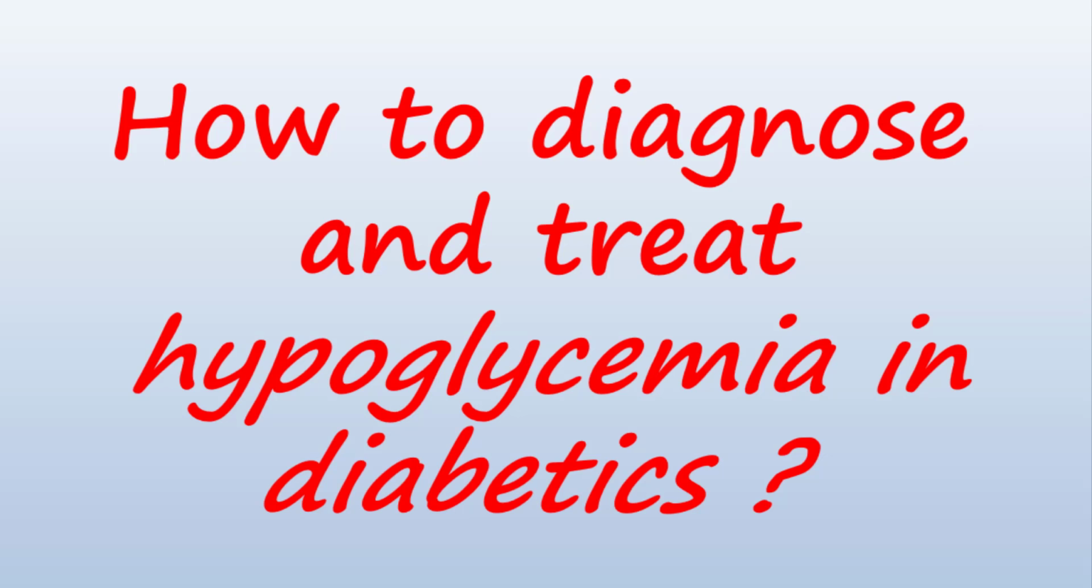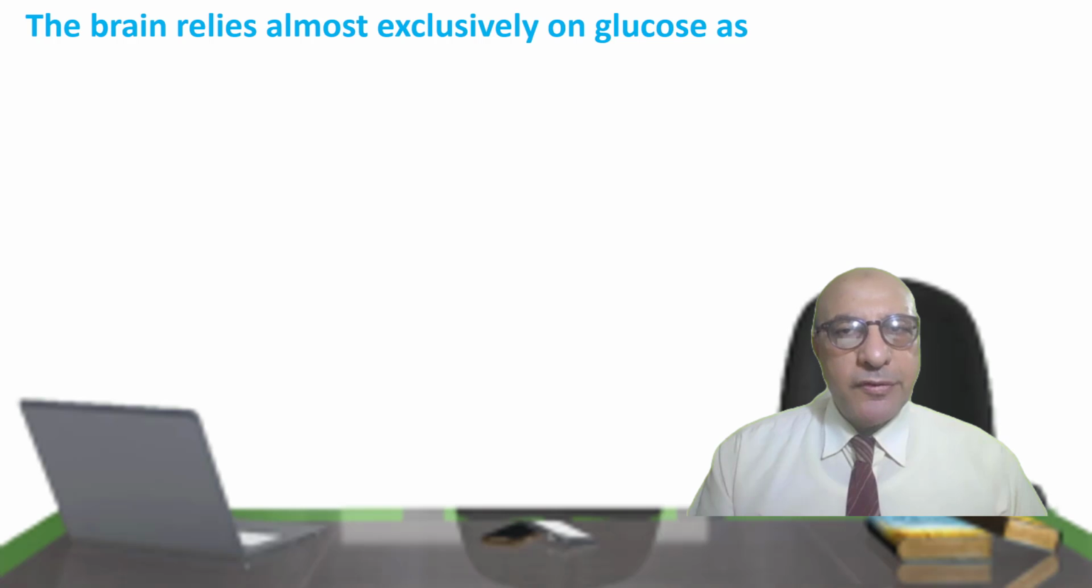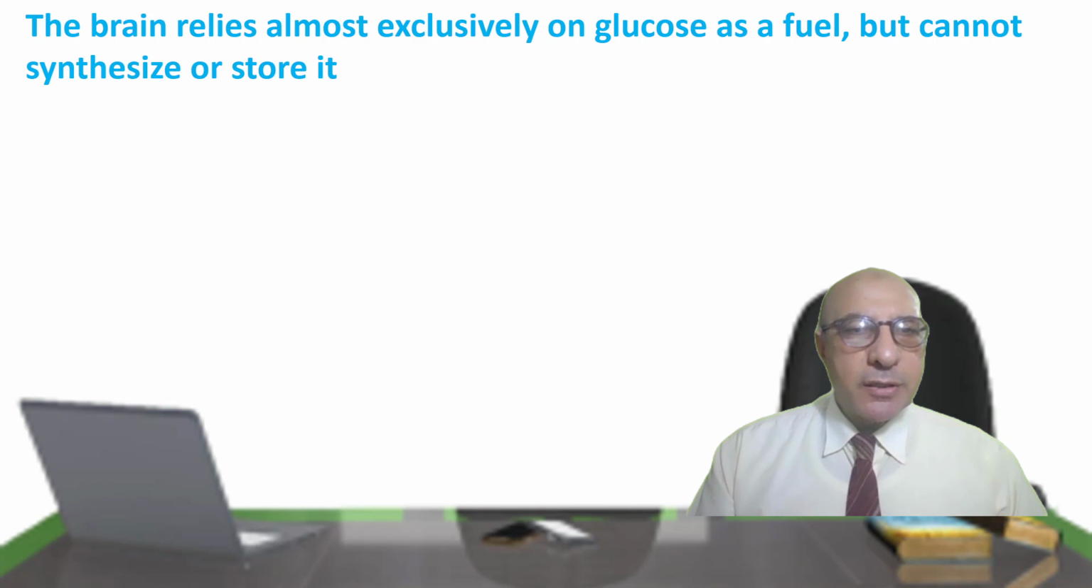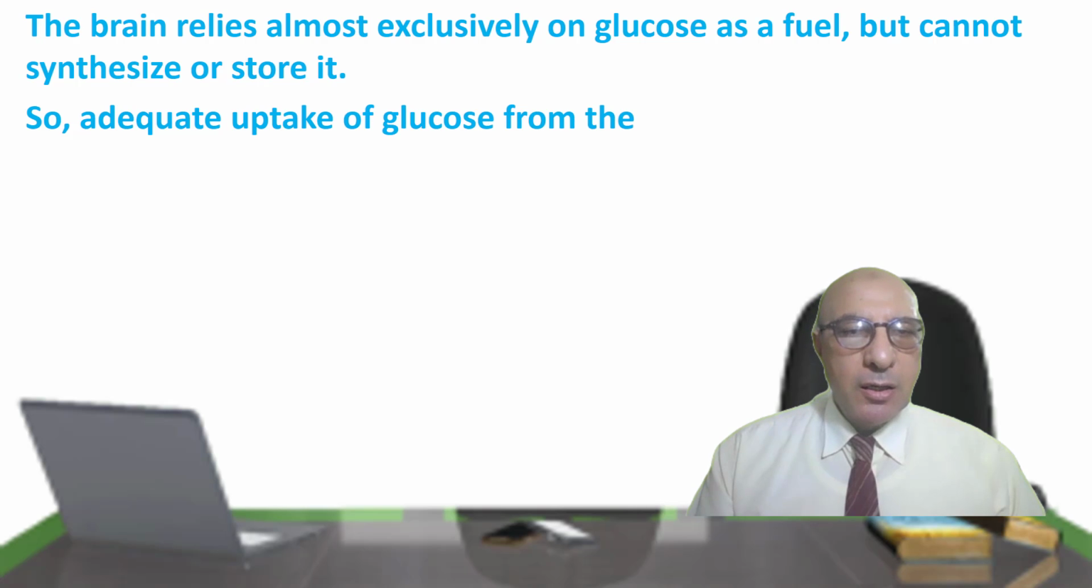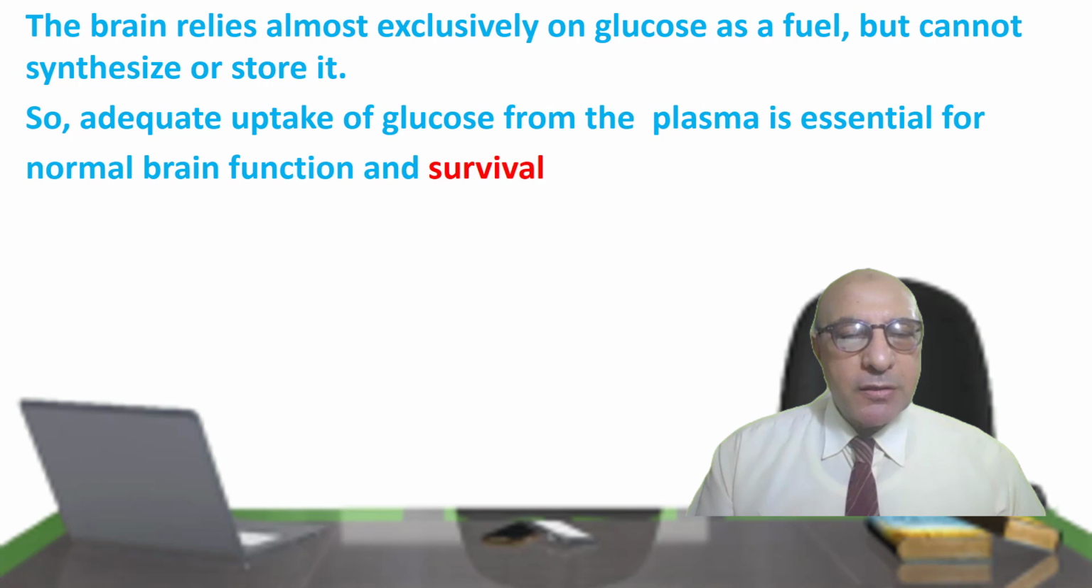Our topic today is about hypoglycemia in diabetic patients: how to diagnose it, how to recognize it, and most important, how to prevent it from occurring and how to treat it when it happens. First, we must realize that the brain relies almost exclusively on glucose as a fuel. But since it cannot synthesize or restore it, adequate uptake of glucose from the plasma is essential for normal brain function and, most importantly, for survival.